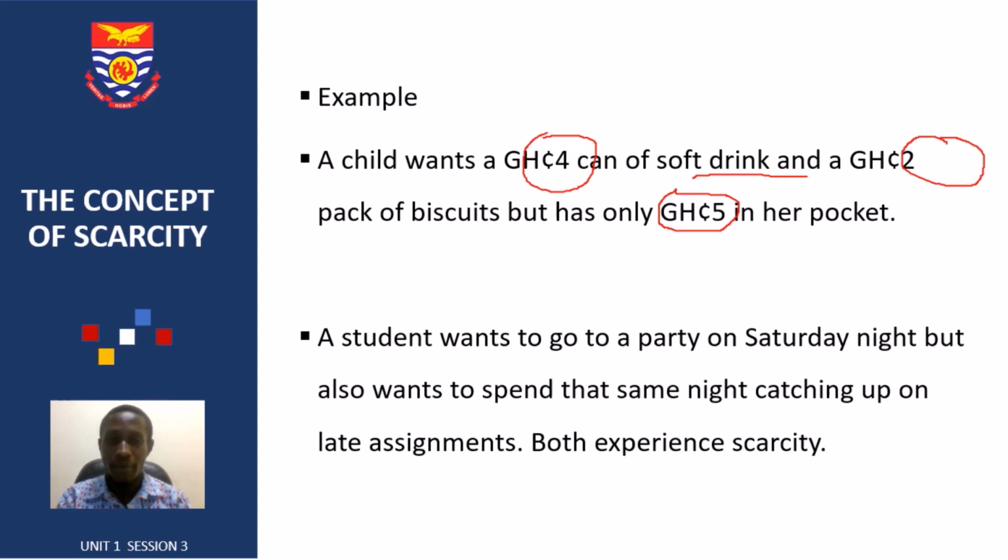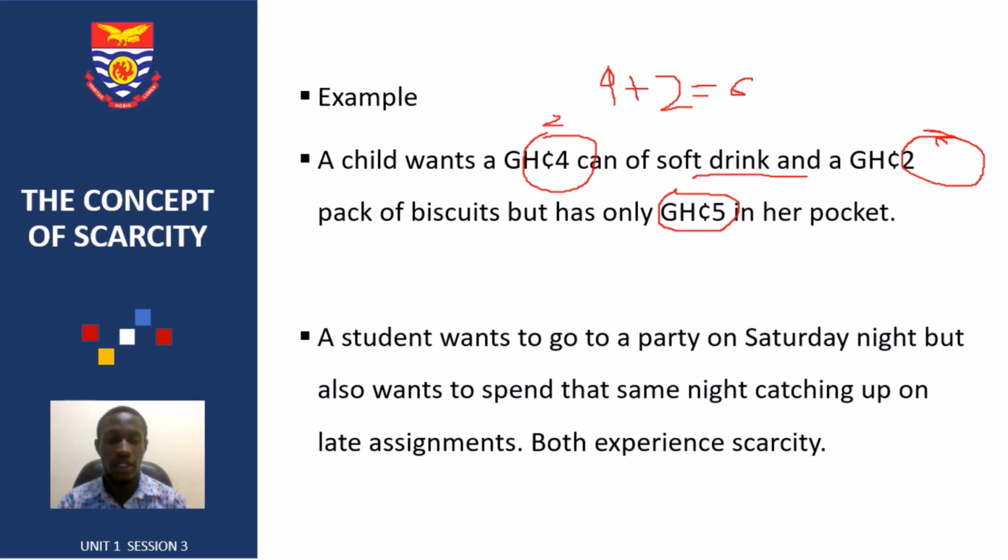Now, when we combine the 4 cedis and the 2 cedis, 4 plus 2, what do we get? We say it is equal to 6 Ghana cedis. But the child has only 5 cedis. So it means that the child will need what? 1 Ghana cedi to top up this amount. Now, although there are wants, the resources to be able to meet these wants are limited. So the resources we are talking about, the money that the child needs to meet her wants of canned drink and biscuits, are limited.